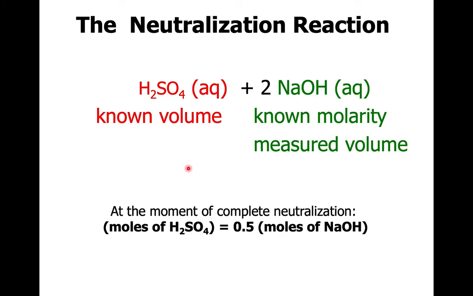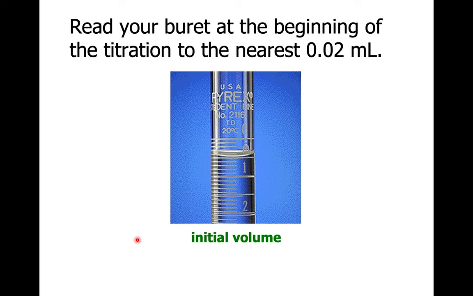So here's the overall reaction, what it looks like at the neutralization point. We're going to have a known volume of H2SO4, and at the neutralization point, you will have added exactly 2 molar equivalents of sodium hydroxide. The molarity of the sodium hydroxide will be provided for you, and you will have measured the volume. So at the moment of complete neutralization, the moles of H2SO4 will be equal to half the moles of sodium hydroxide, because it requires 2 moles of sodium hydroxide to neutralize every 1 mole of sulfuric acid.